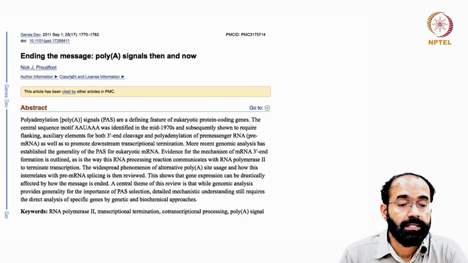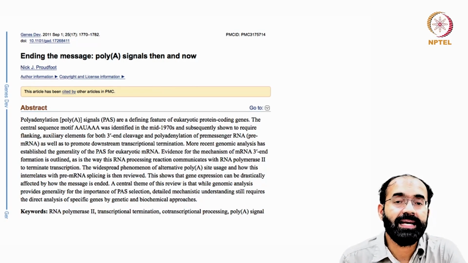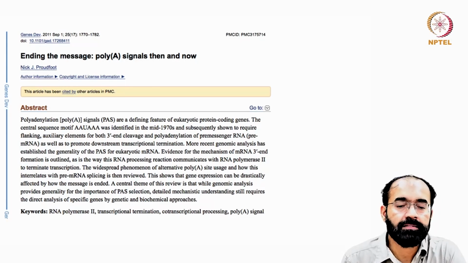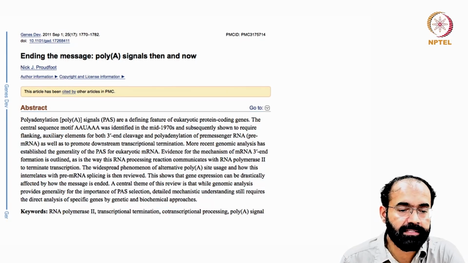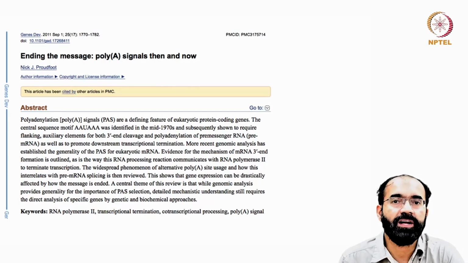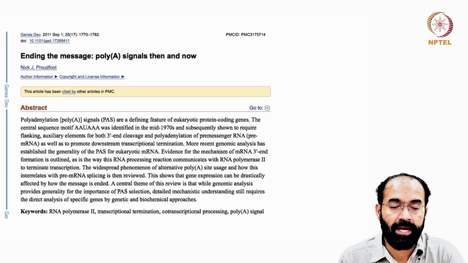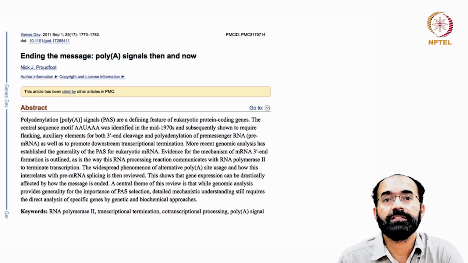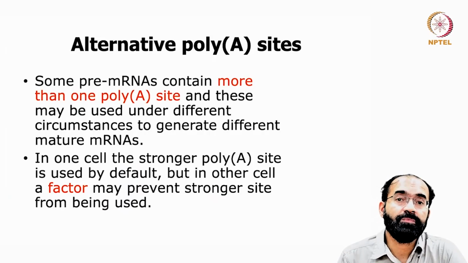One of these articles was published in the journal Genes and Development, "Ending the message: poly(A) signals then and now", which is an interesting publication, and those who are interested can read it. It is a little old, I think it was published in 2011, but it is quite interesting to read. You should try to read it, and those who cannot access it can contact me and I will provide ways of reading it.